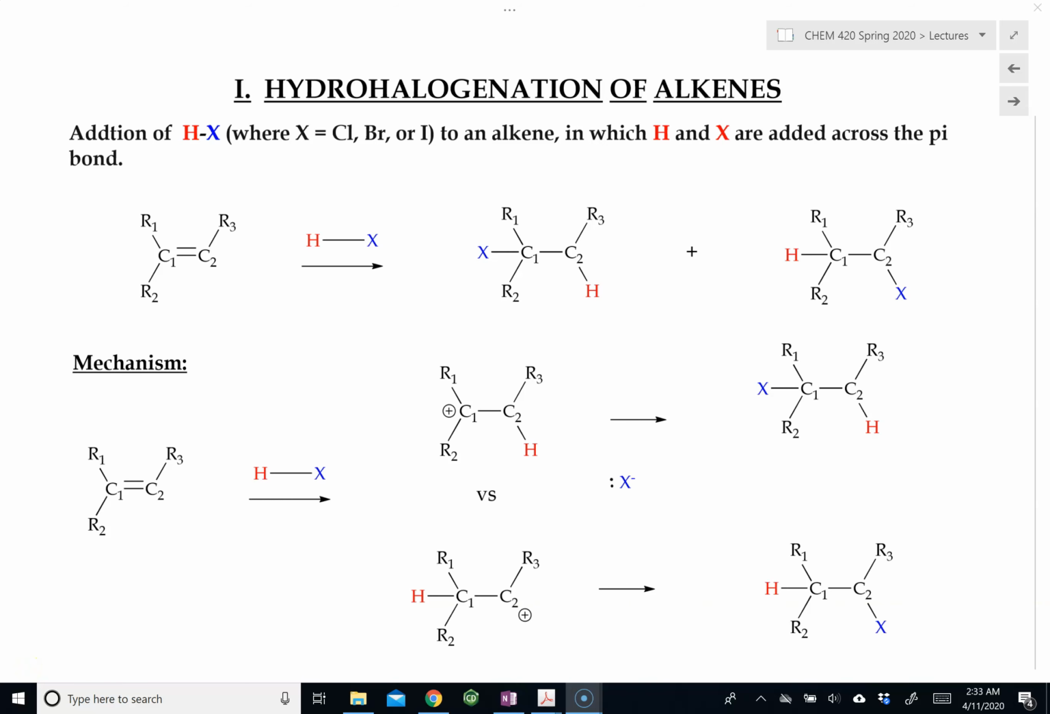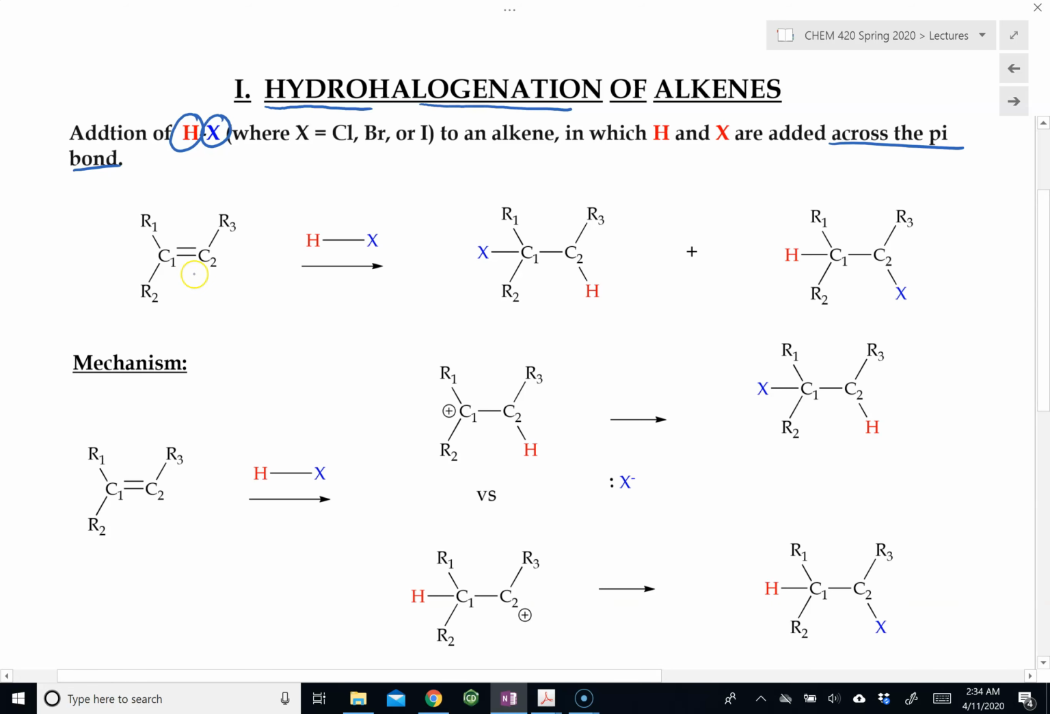Let's now discuss the first addition reaction of alkenes, the hydrohalogenation reaction. In hydrohalogenation reactions, a hydrogen and a halogen, X, which in this case can be chlorine, bromine, or iodine, are added across the pi bond. And here is the scheme of a hydrohalogenation reaction.